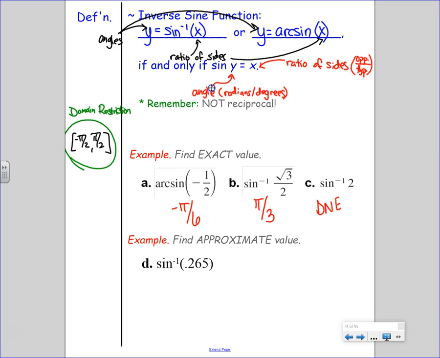Look at all the y's of all the points. When are the y's -1/2? Third and fourth quadrant at what angles? Exactly. Sine, aka the y, is -1/2 at 7 pi over 6 and 11 pi over 6.